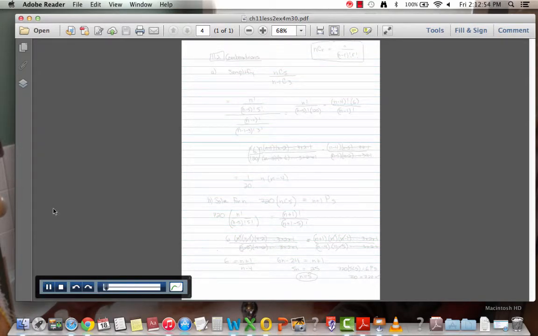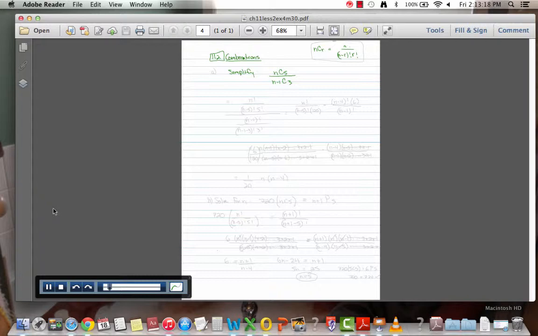This example comes with section 11.2 combinations. In this example, we're asked to simplify this strange-looking expression of n choose 5 divided by n minus 1 choose 3. To even get started with this, you would need to look at a formula sheet or know that n choose r, nCr, is equal to n factorial over n minus r factorial, r factorial.